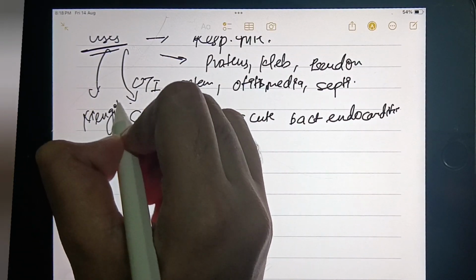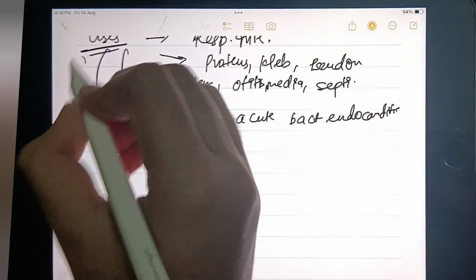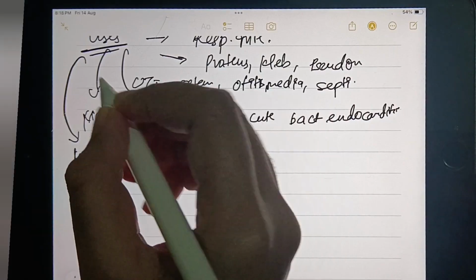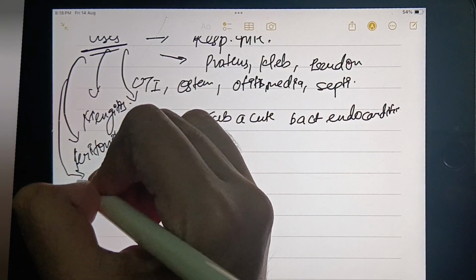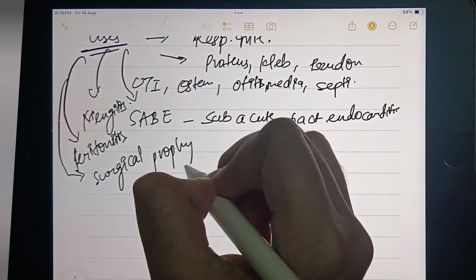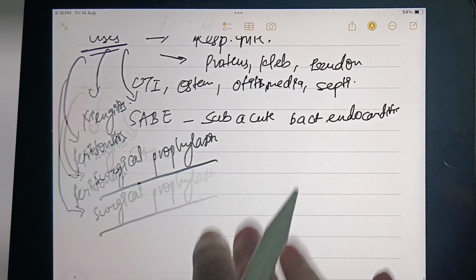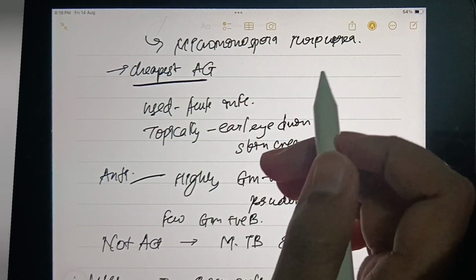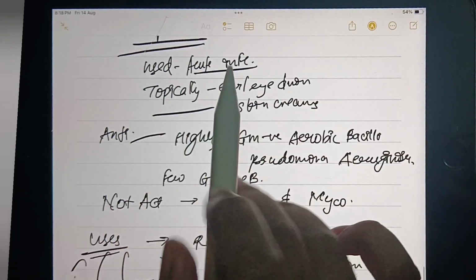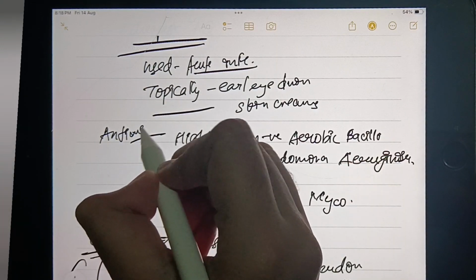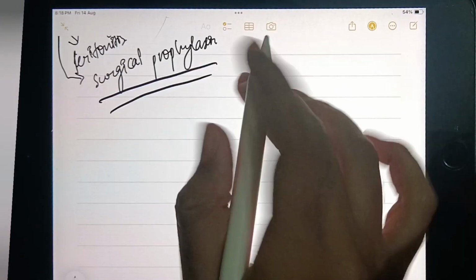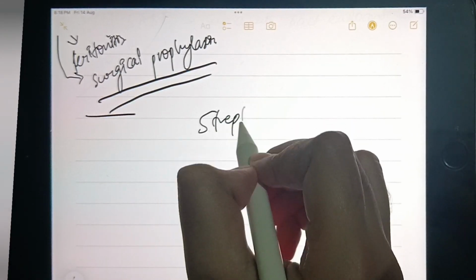It is also used in infections like meningitis, peritonitis, and also in surgical prophylaxis. Okay, so this was all about gentamicin. So: cheapest, used for acute infections, topically, antimicrobial spectrum. So those are the uses, and now streptomycin.